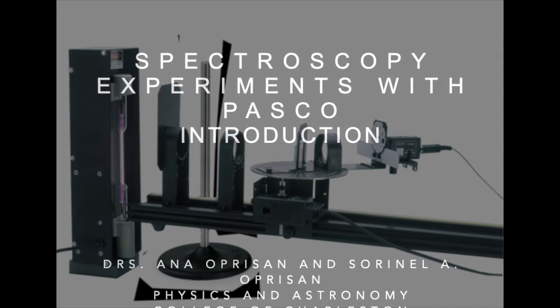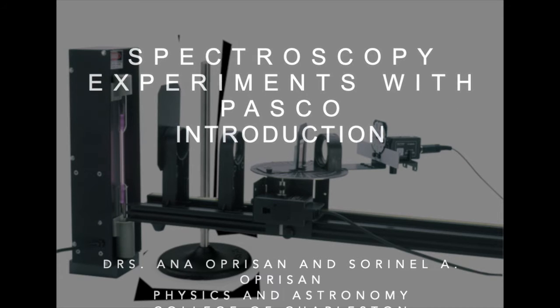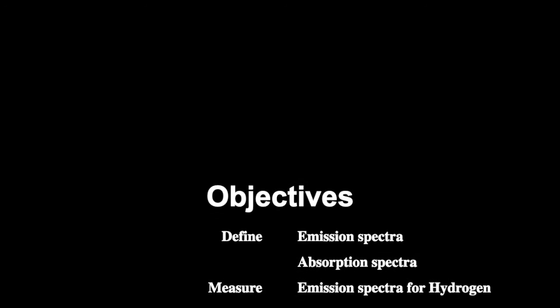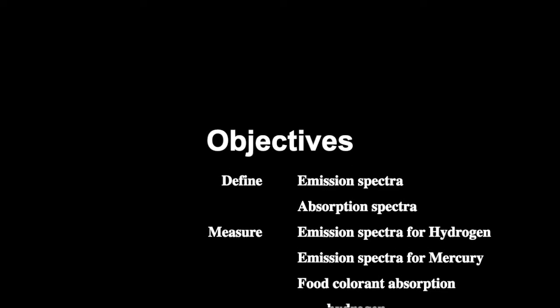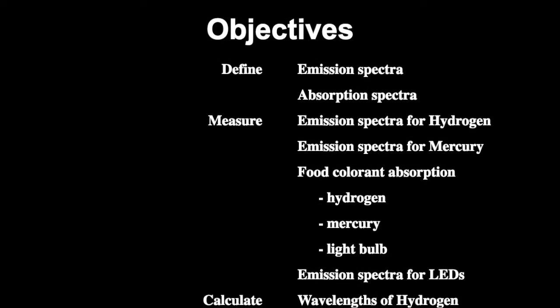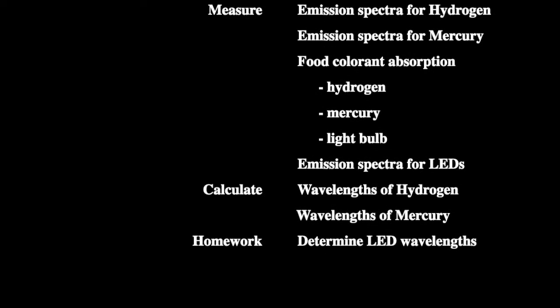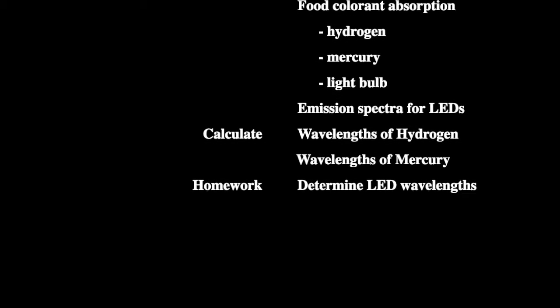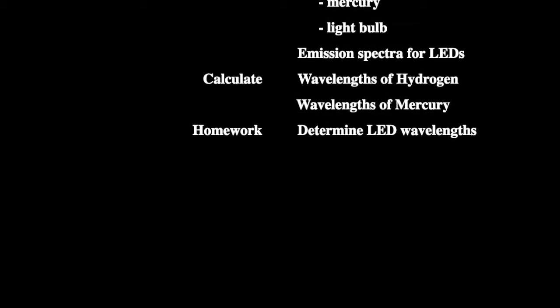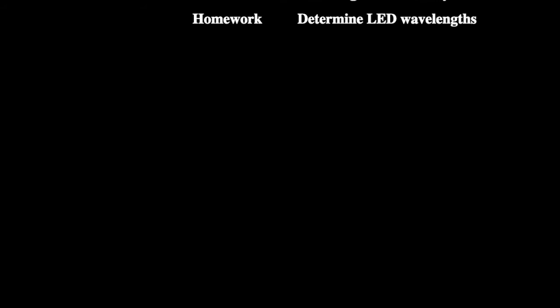In this short video, I'm going to present how to measure and investigate emission and absorption spectra. In the beginning, we're going to start with some concepts about emission and absorption spectra, and we are going to continue with some measurements for hydrogen, mercury, and for the light bulb. We are also going to calculate the wavelengths for hydrogen and mercury, and as homework, we are going to allow you to determine the wavelength for LEDs, and we're going to provide some measurements for that.